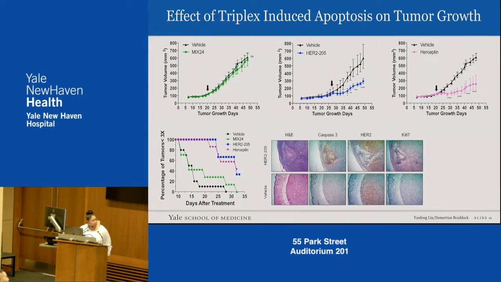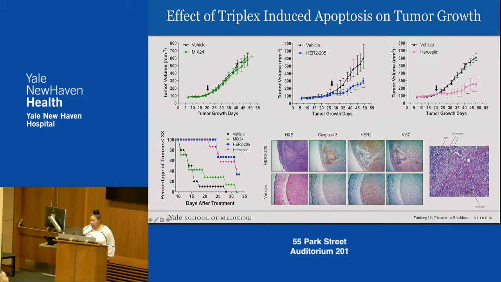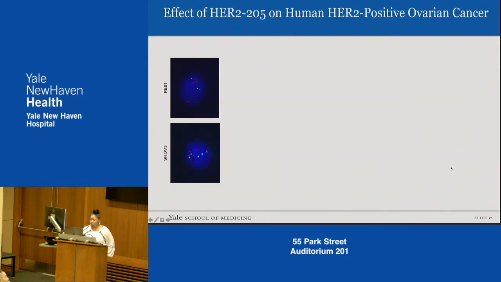Using immunohistochemistry, we can see by caspase-3 that we have apoptosis in our tumor. We see also by looking at HER2 that this is HER2 positive. Also, if we take a look, we can see that this area of the tumor is actually infiltrated by neutrophils and macrophages.